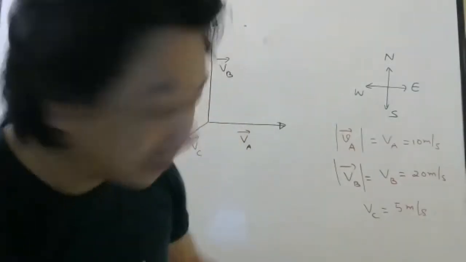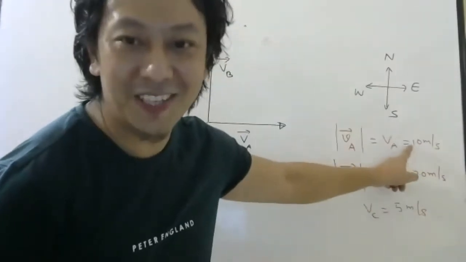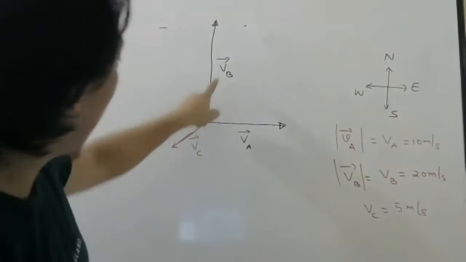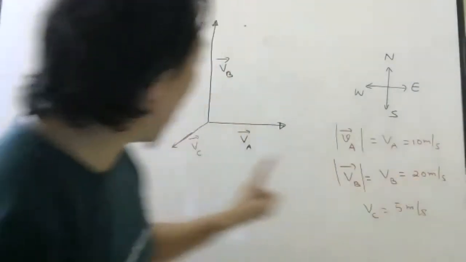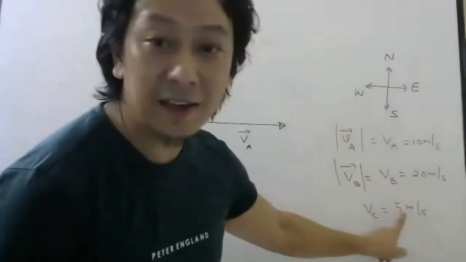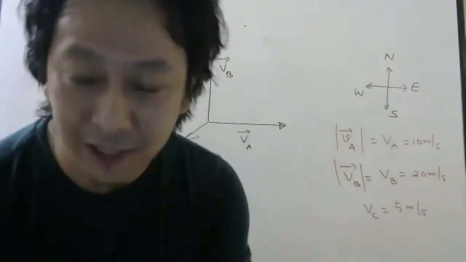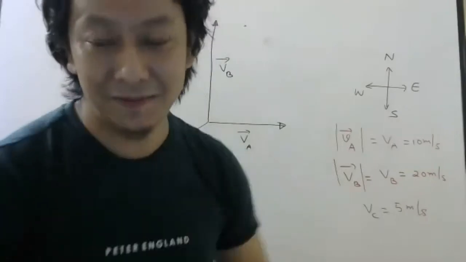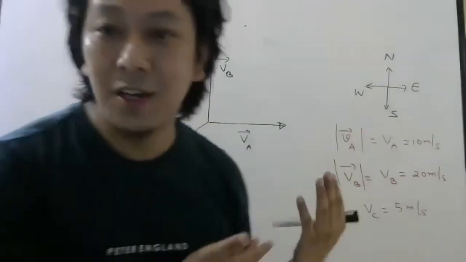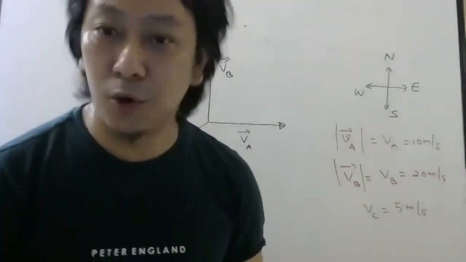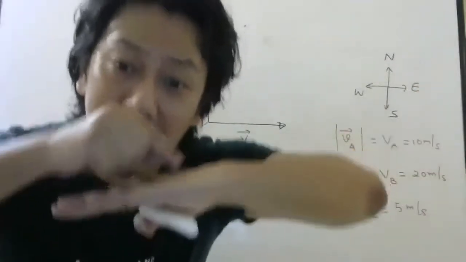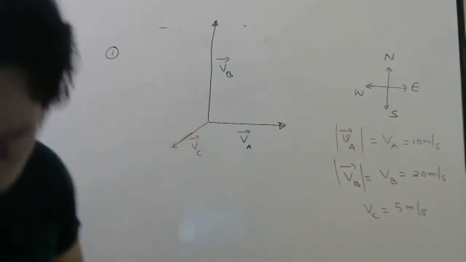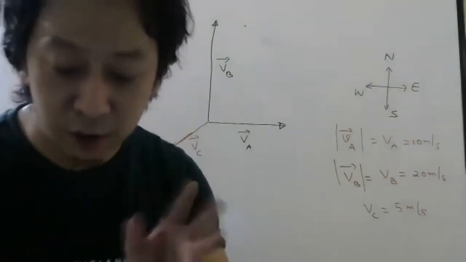However, while writing the value, write exactly, obviously. While writing the magnitude of this, write 10. While writing the magnitude of this, write 20. While writing the magnitude of this, write 5. So while writing magnitude, write exactly. While drawing the diagram, you need not be exact. It is impossible, otherwise the study of vectors will become very boring and lengthy. The second question is your homework, so you have to try it yourself.